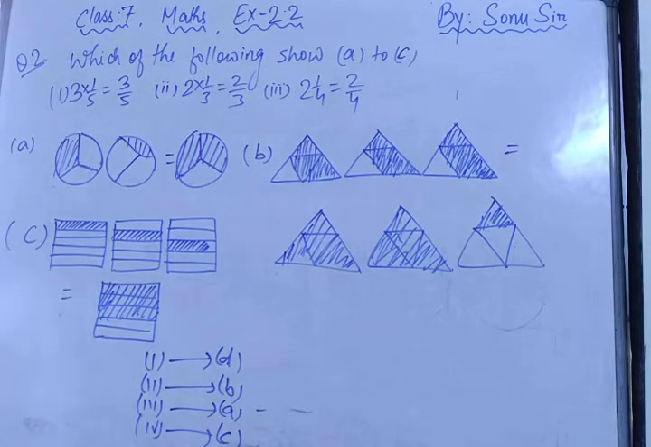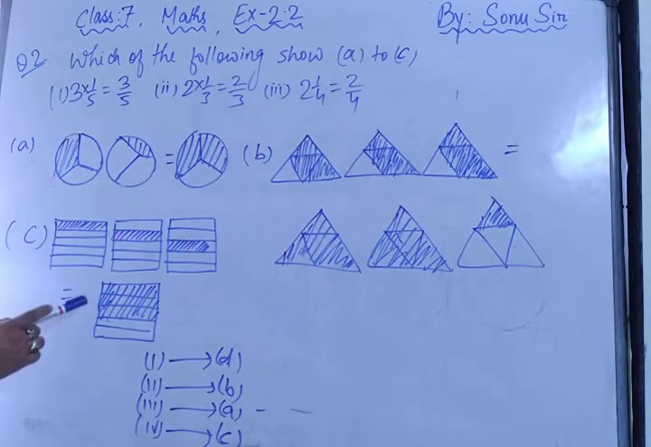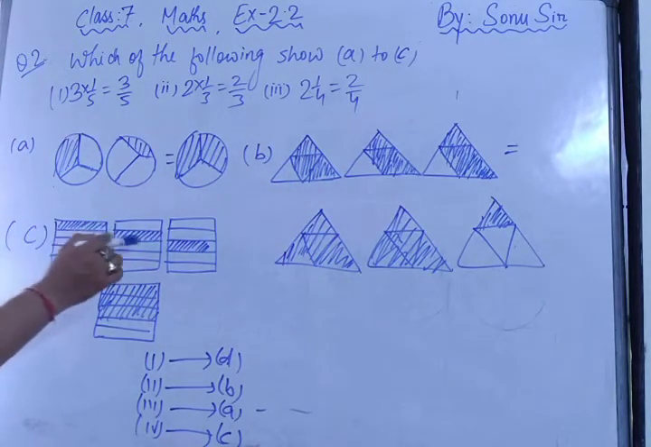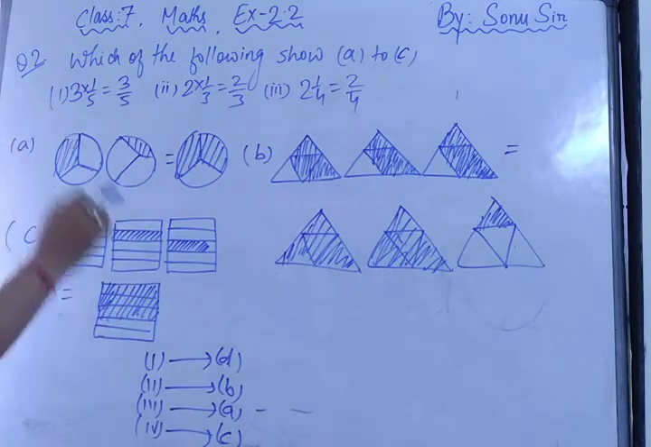First you see, 3 into 1 by 5 is equal to 3 by 5. First of all, 5 parts. You can see this is 4 part, this is 3 part, this is 5 part. So 5 parts, 3 are there, number 3. 1 part is colored in each, so it is equal to 3 by 5. So the first option is C.